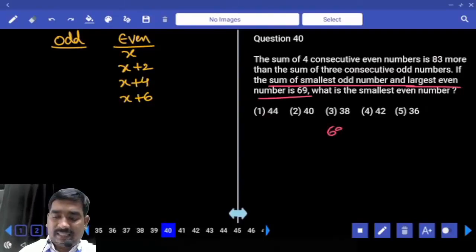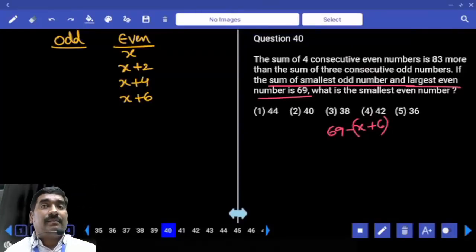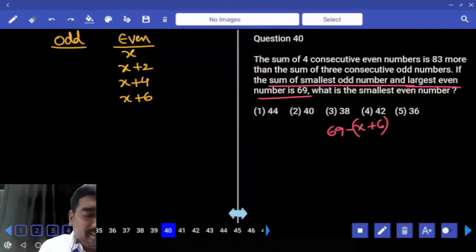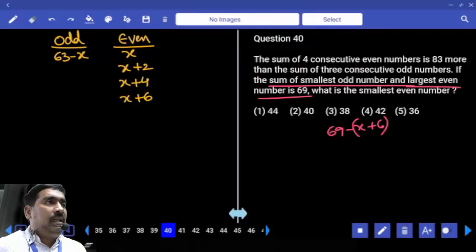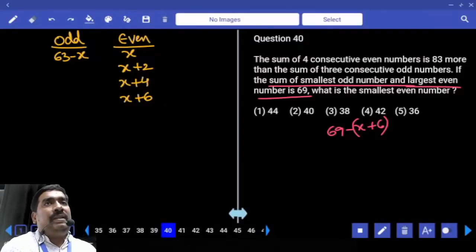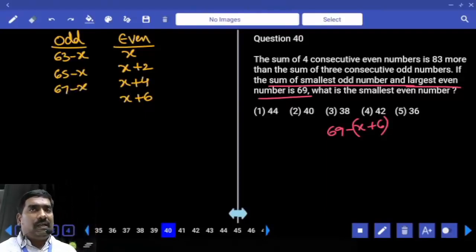The largest even number is x plus 6. Then the smallest odd number becomes 69 minus (x plus 6). What is 69 minus 6? 63 minus x will be the smallest odd number. The next odd number means 2 extra, plus 2, so 63 plus 2 is 65 minus x, then 67 minus x. These are the 3 consecutive odd numbers and those are the 4 consecutive even numbers.